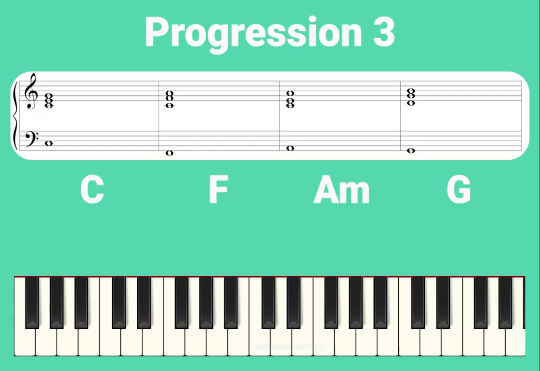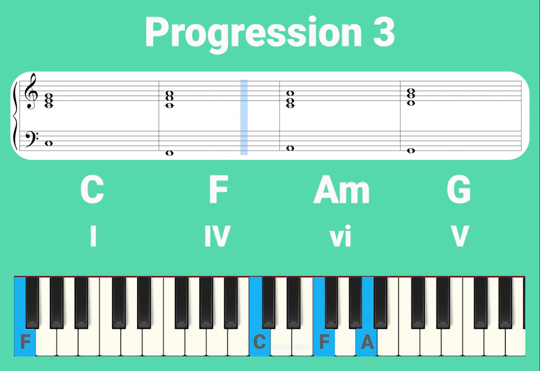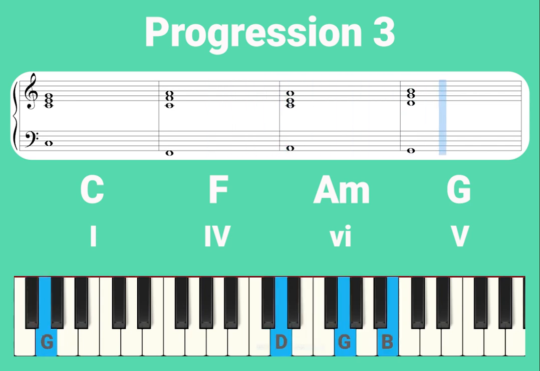Progression 3. C, F, A minor, and G, or chords 1, 4, 6, and 5. Again, this is another progression which you hear all the time, especially in film soundtracks, often used for heroic sounding music.